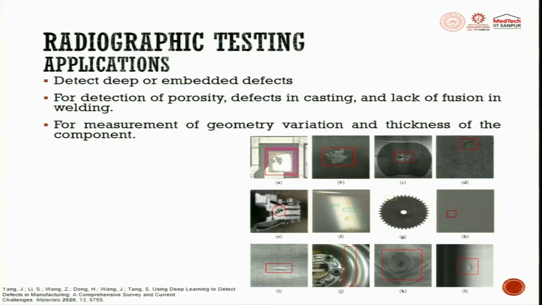Now, its applications are overwhelming. It detects deep or embedded defects, for detection of porosity, defects in casting and lack of fusion in welding, for measurement of geometric variation and thickness of the component. It has multiple applications. You can see the different applications for the radiographic test which are given. The surface test, the small pores here, the small cracks here, the broken gear. So many applications are here.